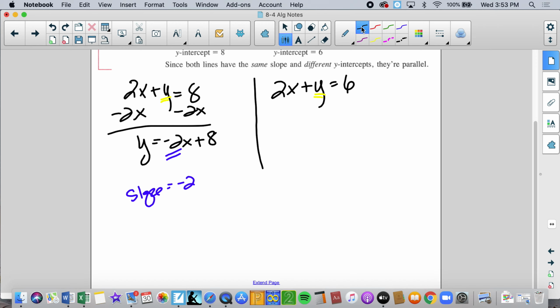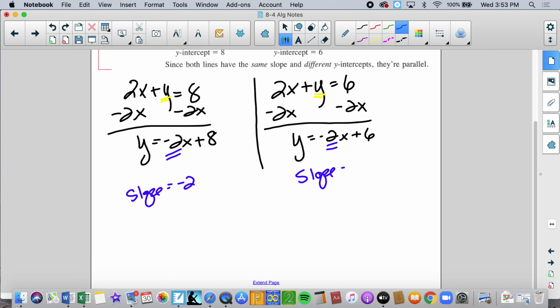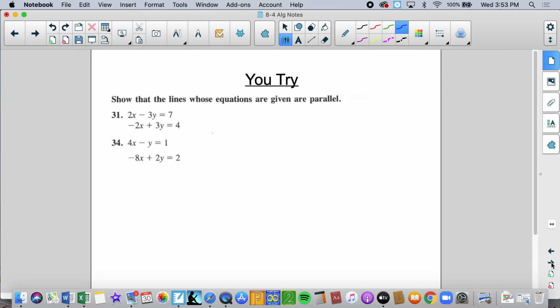My slope is negative 2. Let's solve for y on this one. Negative 2x minus 2x. We get y equals negative 2x plus 6. What is my slope? My slope is negative 2. So we know that these two lines are parallel. Good. So let's try these two. Pause the video when you are ready. Unpause the video or play the video again, and you'll hear the explanation for whether these lines are parallel or not.